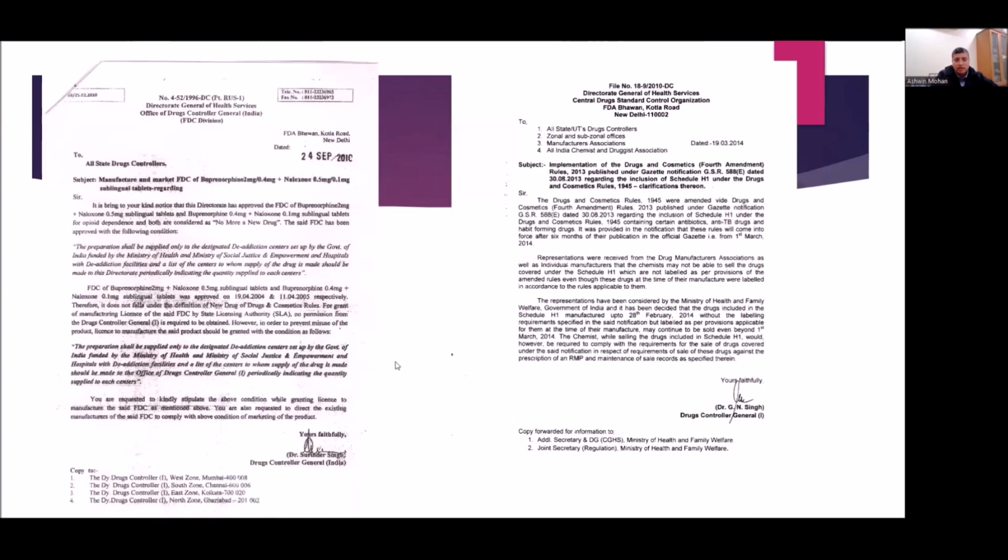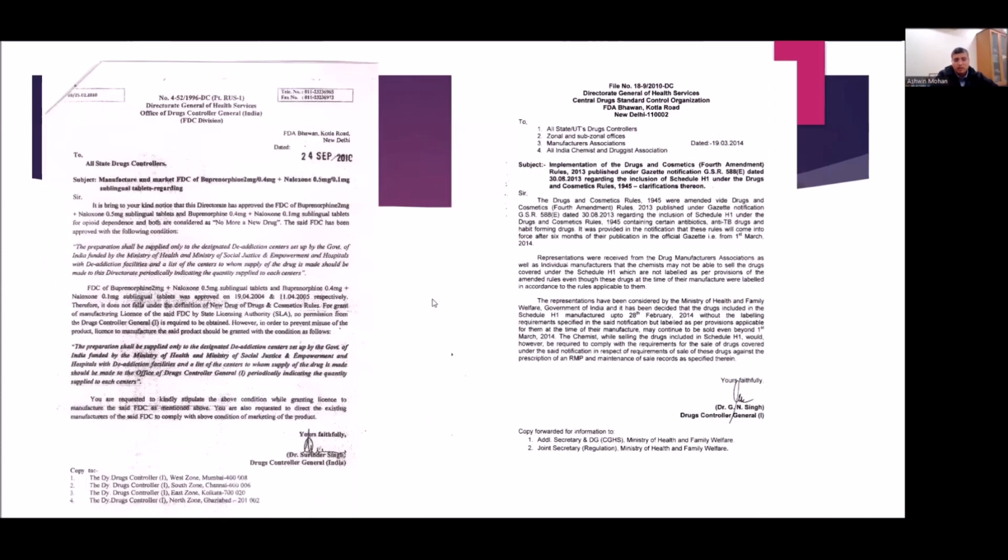Then what happened? In 2010, please remember, this letter is only for buprenorphine plain. Then in 2010, there was another letter issued by the Drug Controller of India to UT drug controllers and state drug controllers saying that buprenorphine and naloxone combination, an FDC, which is a fixed drug combination, can be supplied to designated de-addiction centers set up by the Government of India, funded by the Ministry of Health, and also hospitals with de-addiction facilities. Okay, now again, no qualification of what these centers are, who can do it.